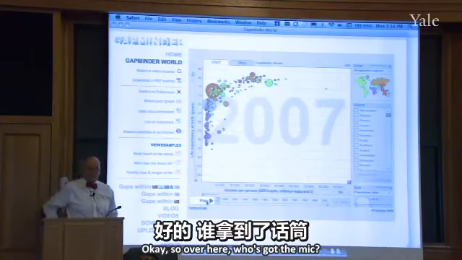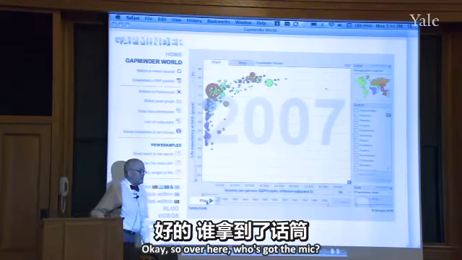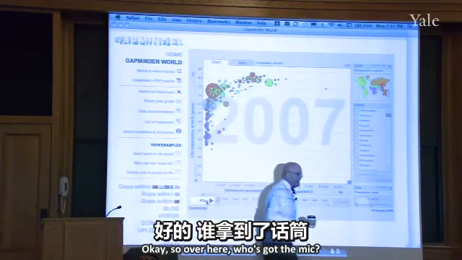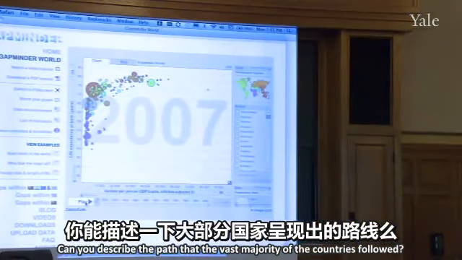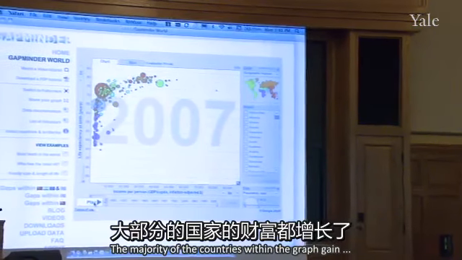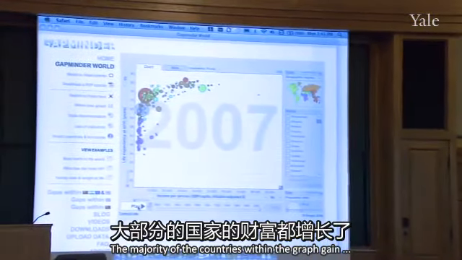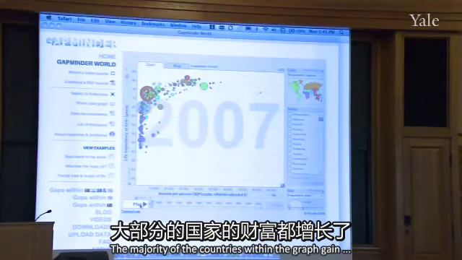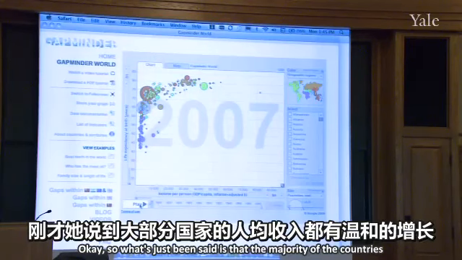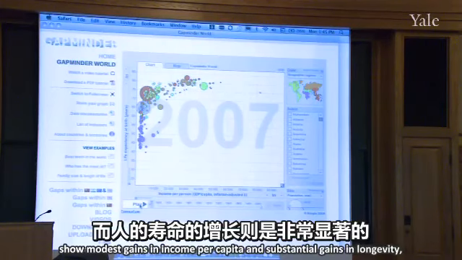Okay, so over here, who's got the mic? Can you describe the path that the vast majority of the countries follow? So most of the countries in the graph are experiencing rising life expectancy, but until the past recent few decades, they're not experiencing great increases. Okay, so what's just been said is that the majority of the countries show modest gains in income per capita and substantial gains in longevity.